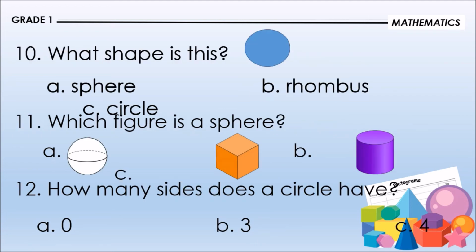Number 10, what shape is this? A, sphere. B, rhombus. C, circle. Number 11, which figure is a sphere? A, B, or C? Number 12, how many sides does a circle have? A, 0. B, 3. C, 4.